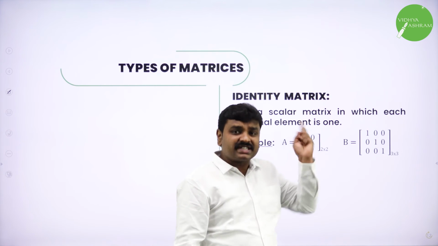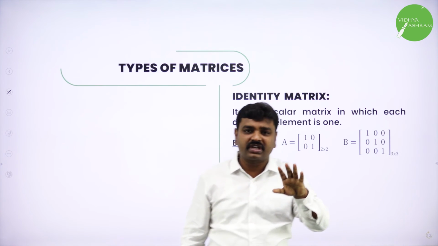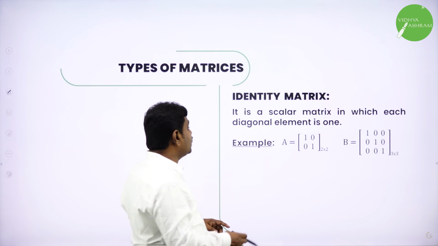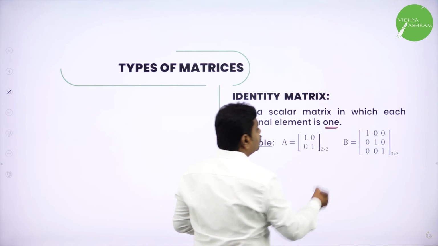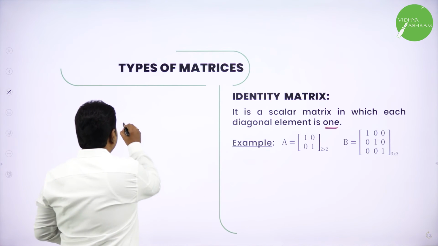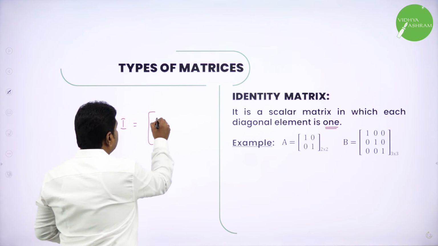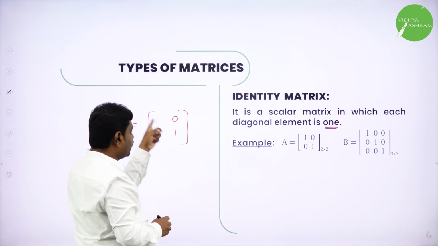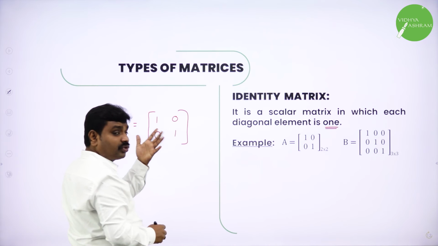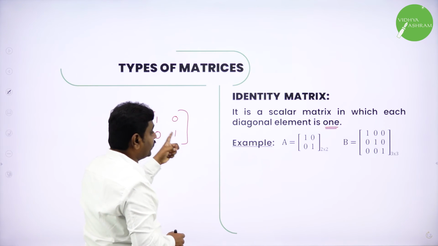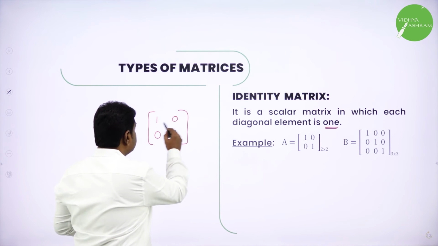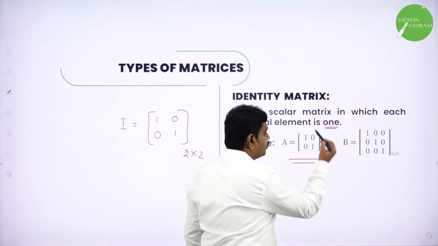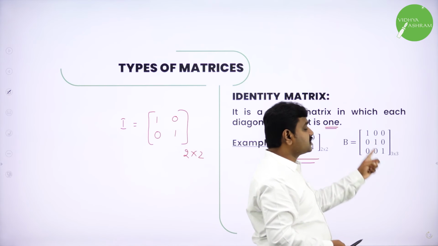The identity matrix is a scalar matrix. All of you know what scalar means: the diagonal elements should be the same. But it is a scalar matrix in which each diagonal element is 1. Identity of 2 cross 2 means 1 0 0 1. It's a scalar matrix because the diagonal elements are the same, and you cannot take any element, you have to take 1. This is 1 0 0 1 0 0 1. This is the 2 cross 2 identity matrix, and this is the 3 cross 3 identity.